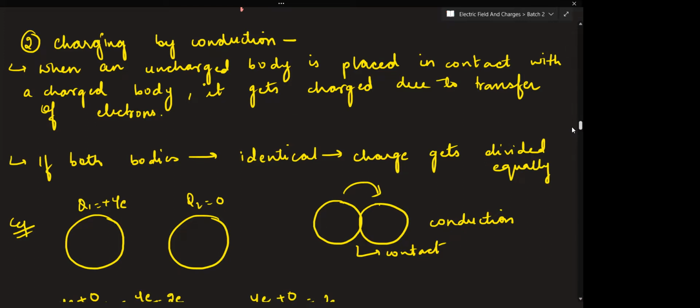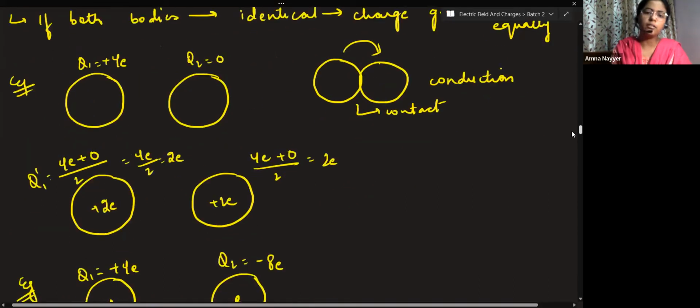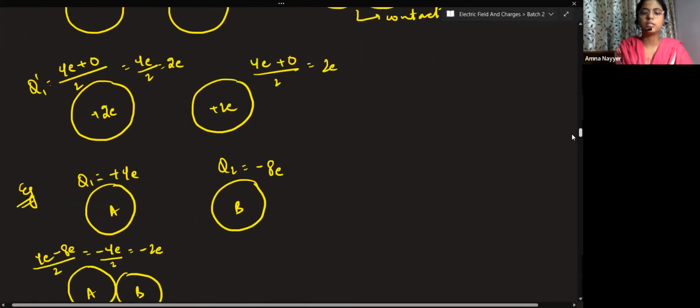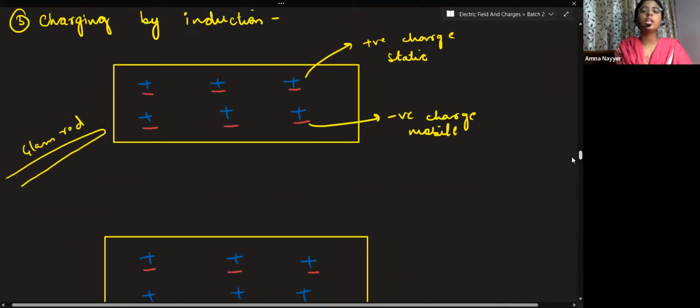2e. It will receive 2e. So if two bodies are there, each will receive 2e. So that will be the case. You will take the mean value. The mean value will give you the resultant electronic charge present. So you have to remember this if you have two equal bodies.